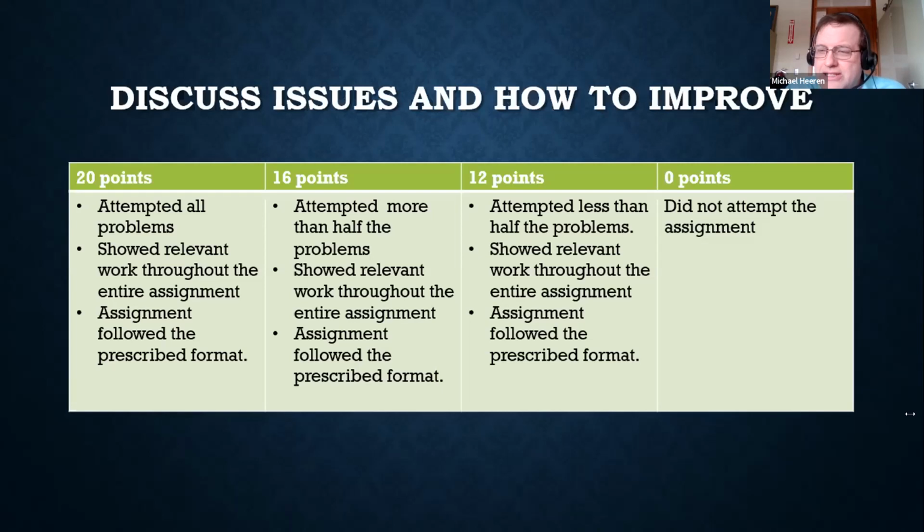Exactly. Carol has a great suggested wording. Maybe 16 should say does half or more, but not all. So that makes a nice distinguishing point between the 20 and the 16. So it's very clear between 20 and 16 for the student and for the instructor. Very good. How about the 0 points?